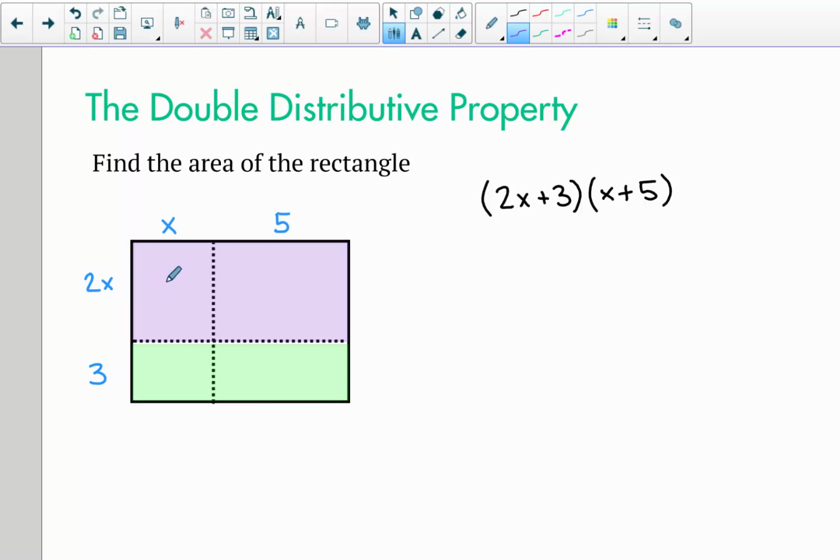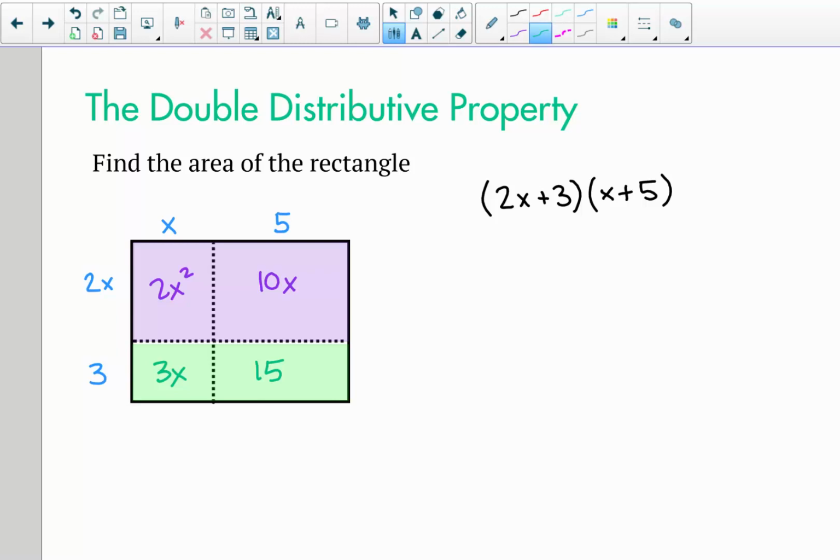So for example, this area would be 2x squared because it'd be 2x times x, and this area would be 10x because it's 2x times 5. And then in the second area, this would be 3 times x, so 3x, and this area would be 15. So in order to find the total area, we'd simply add those two smaller rectangles together.